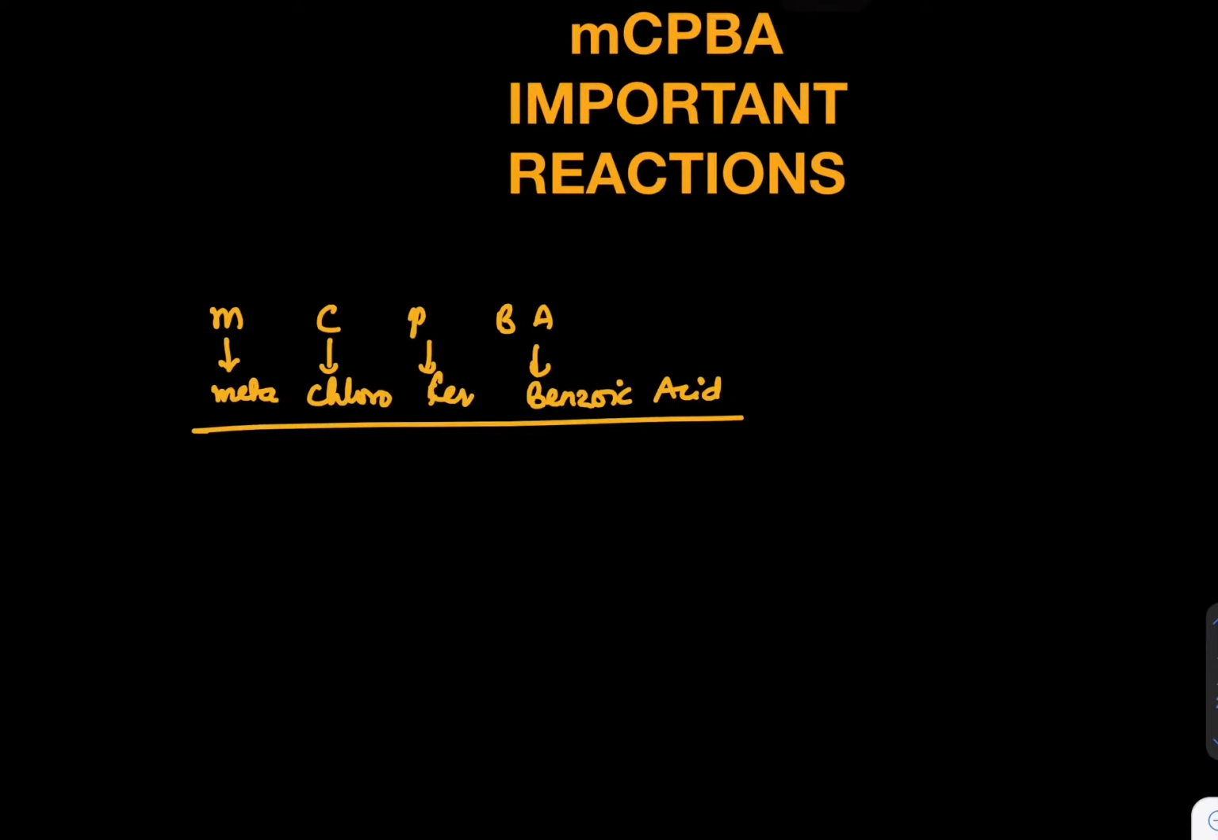This video is about mCPBA, a very important reagent in organic chemistry. M as in meta, C as in chloro, P as in per, and B as in benzoic acid. If you go through the name of this compound, it is meta-chloro-per-benzoic acid. All of us know how to draw benzoic acid. It's this kind of compound.